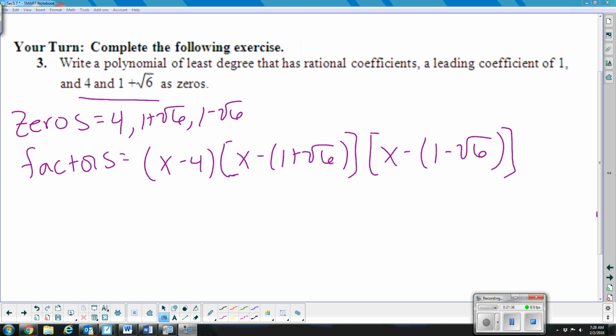So first step, identify your zeros. You have 3 zeros, so you're looking for a polynomial function that has a degree of 3. Identify your factors and write it in factored form. Now just use the distributive property to find your polynomial function.